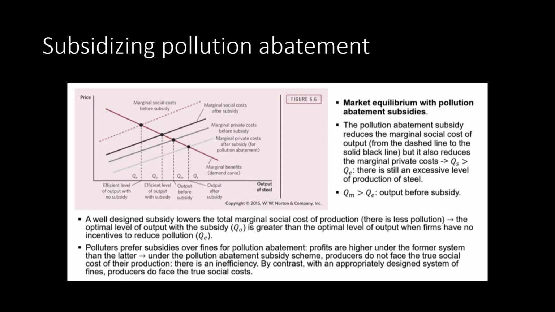Polluters prefer subsidies over fines for pollution abatement. Profits are higher under the former system than the latter, under the pollution abatement subsidy scheme. Producers do not face the true social cost of their production. There is an inefficiency. By contrast, with an appropriately designed system of fines, producers do face the true social cost.